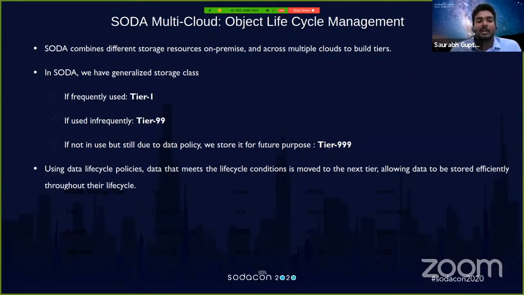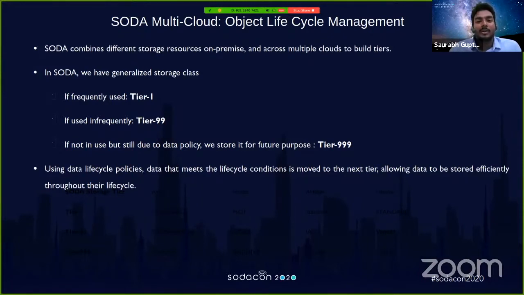So basically when I am saying tier 1, tier 99, tier 999, what is it? It is the generalized storage classes. When you go to AWS and upload your object as frequently used, they call it the standard tier, while in Azure they call it hot storage. So this is the generalized naming we are using: tier 1, tier 99, tier 999.